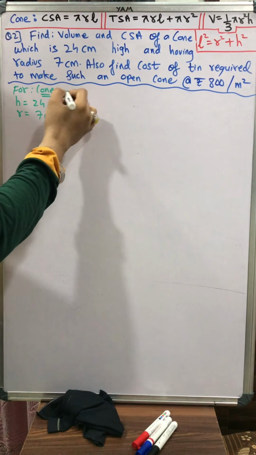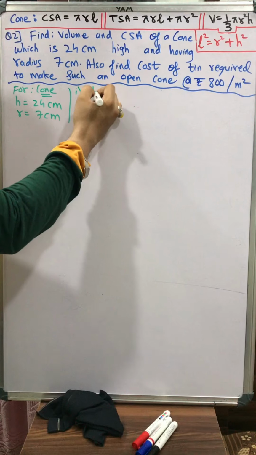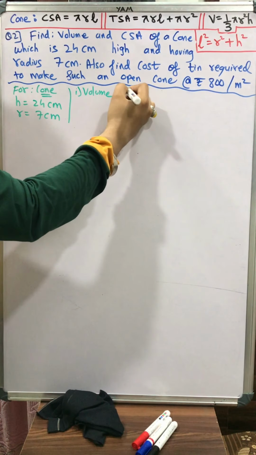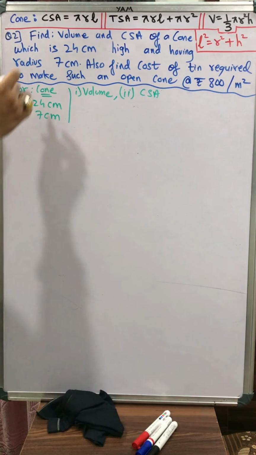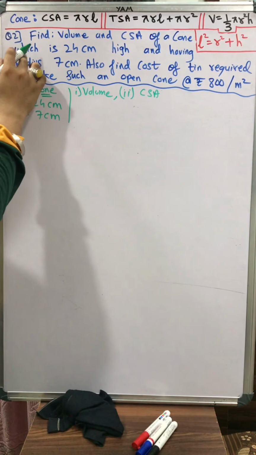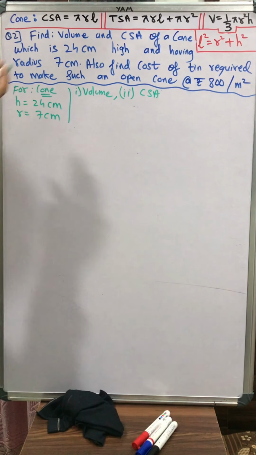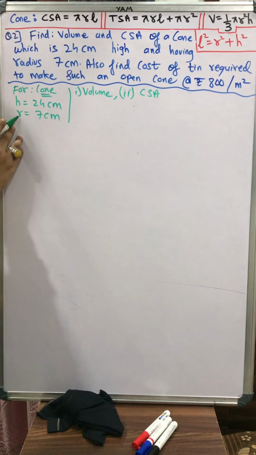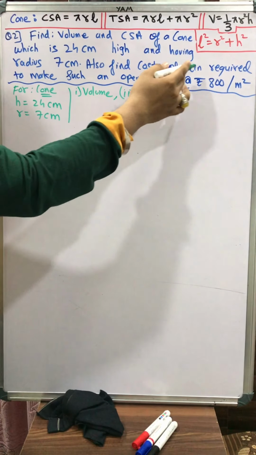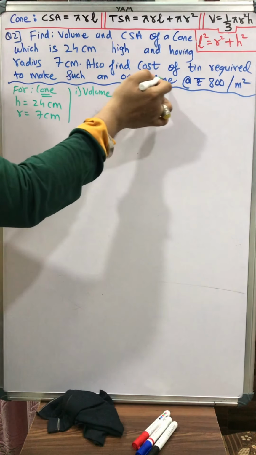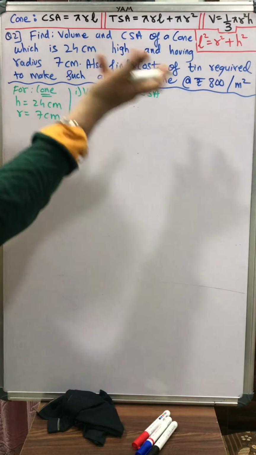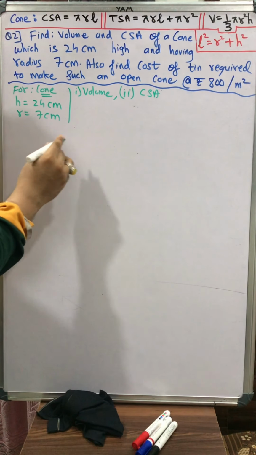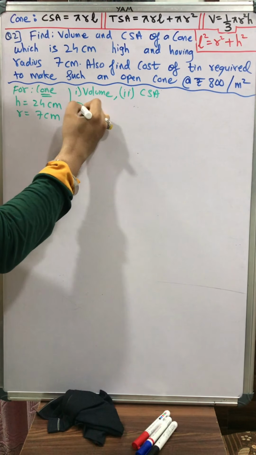Okay. What we need to find? First we need to find volume. And second we need to find curved surface area, CSA. That's it. So find volume and curved surface area which is 24 centimeter high. When nothing is mentioned, which height? It's by default the perpendicular height H. H is 24 centimeter, having radius as 7 centimeter. Also find the cost of tin required to make such an open cone at rupees 800 per meter square. I also did not understand what's given over here. We'll see to it afterwards. So what is the last thing to find?